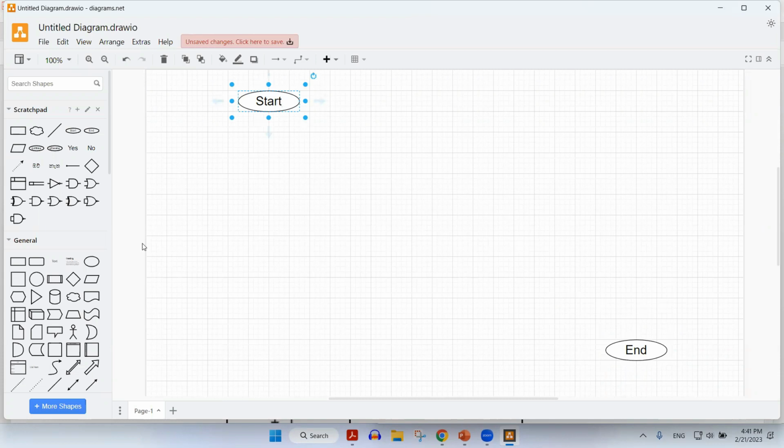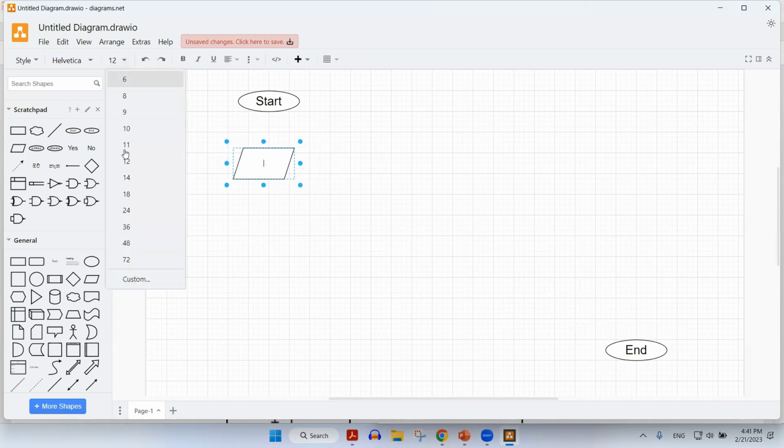We started by putting the start, right? Then we use the flow, right? To indicate to which direction this flowchart is going to flow. And as well, if we want to indicate an input, we can use a parallelogram. And inside it, we can write any particular text to indicate what we are going to input, right?